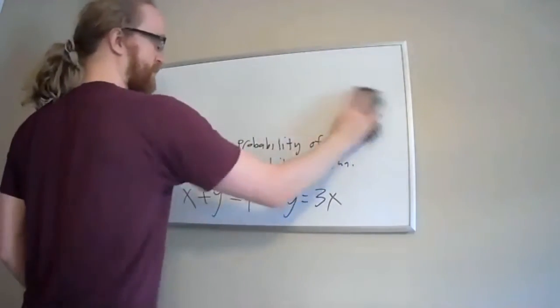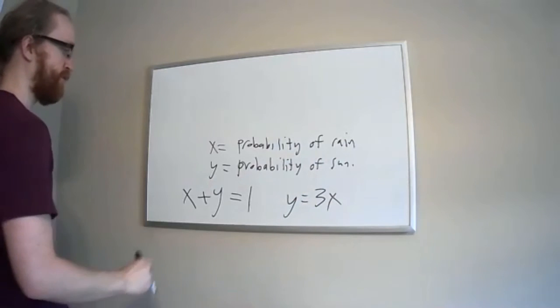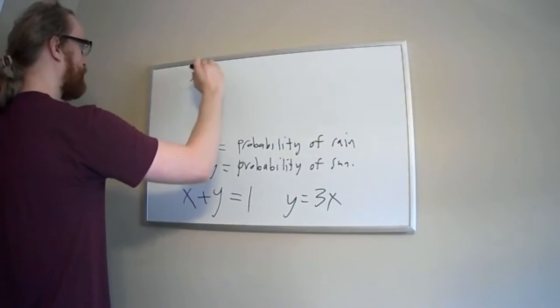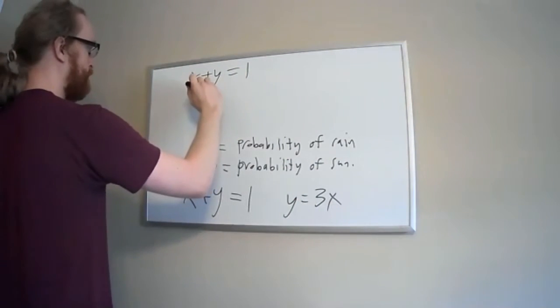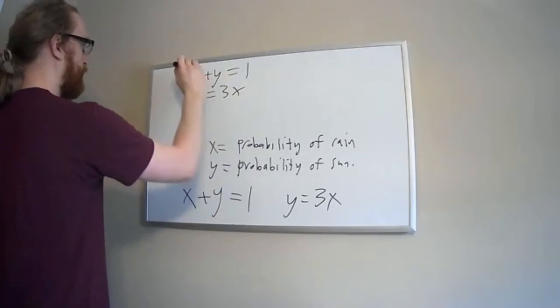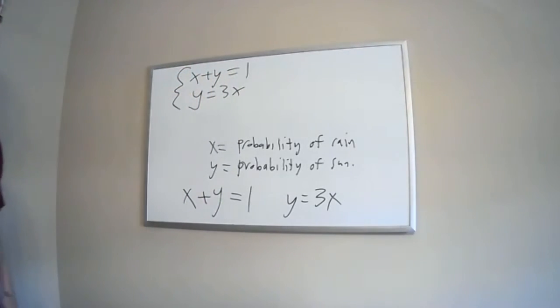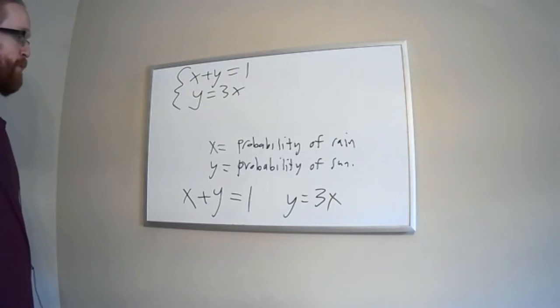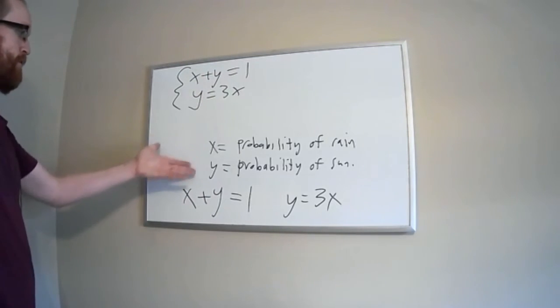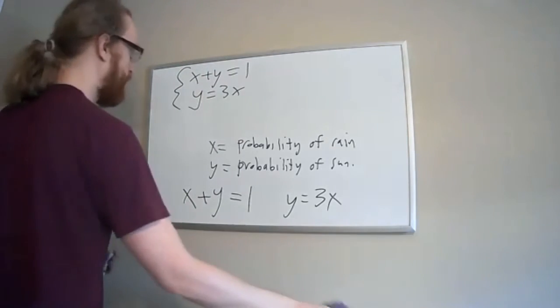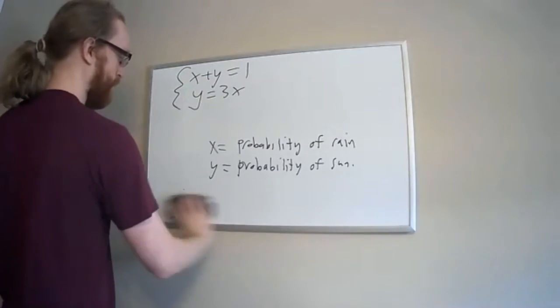As it always happens in this class, it seems, it all reduces down to being a system of equations that we have to solve. x plus y equals 1, y equals 3x. I need to solve this system of equations. When I do, it should tell me what the probabilities of each one are, because that's what these variables represent. So we would just solve this system and we'd be done.